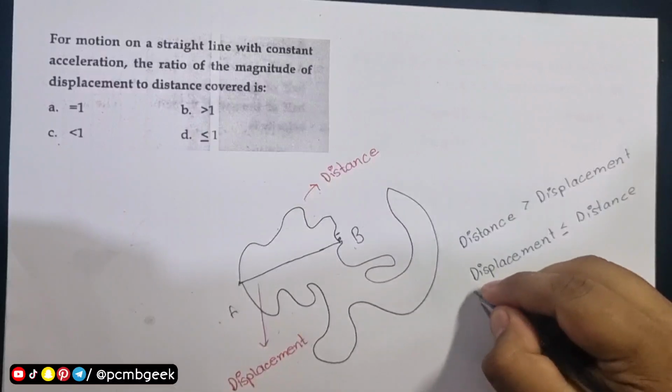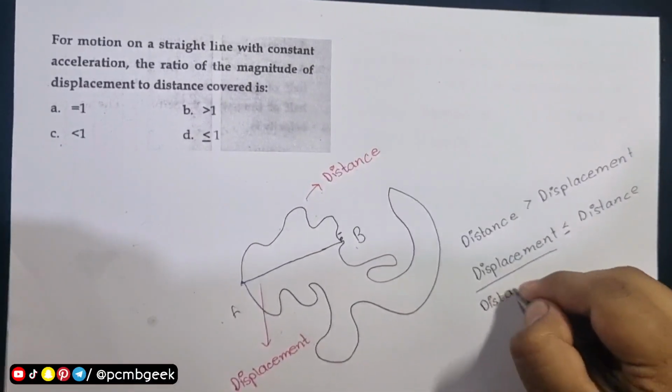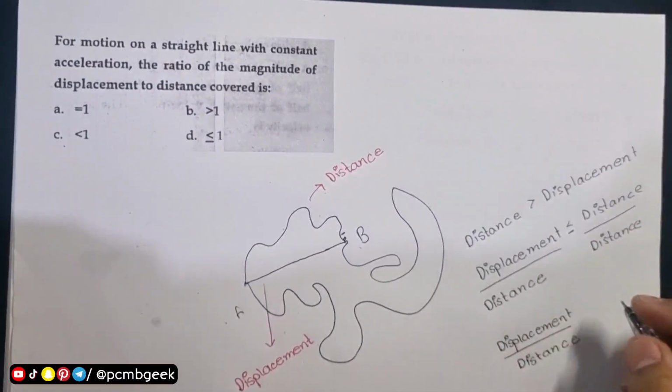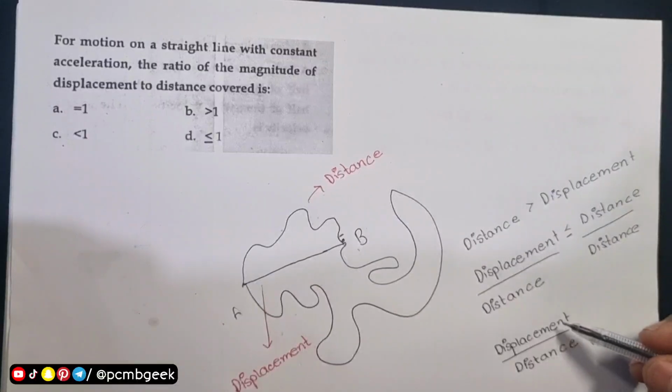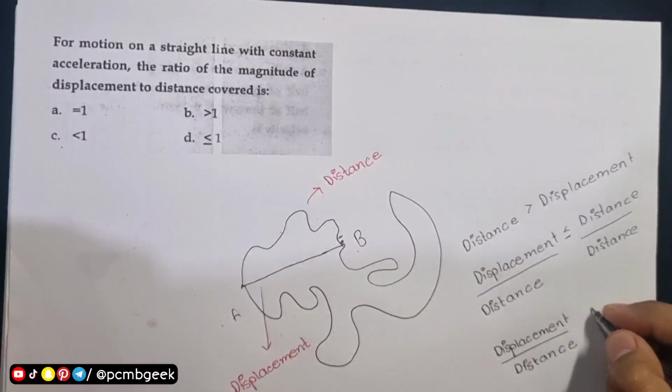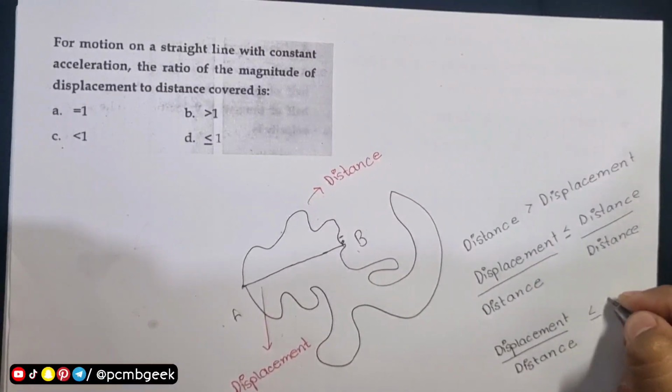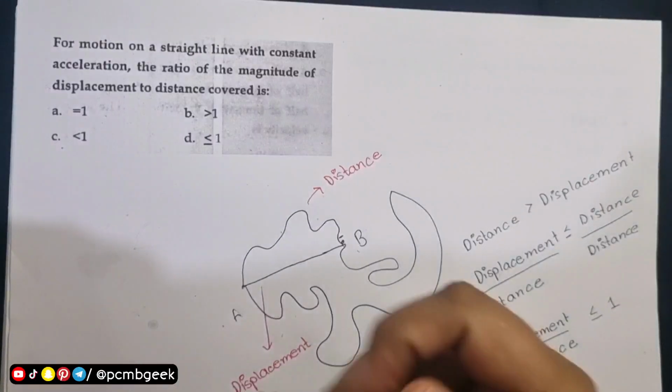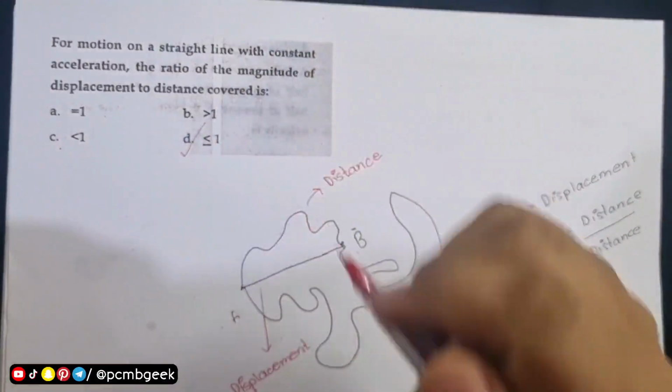If we divide both sides by distance, we get the ratio of the magnitude of displacement to the distance covered is less than or equal to 1. That is, our correct option is option number D.